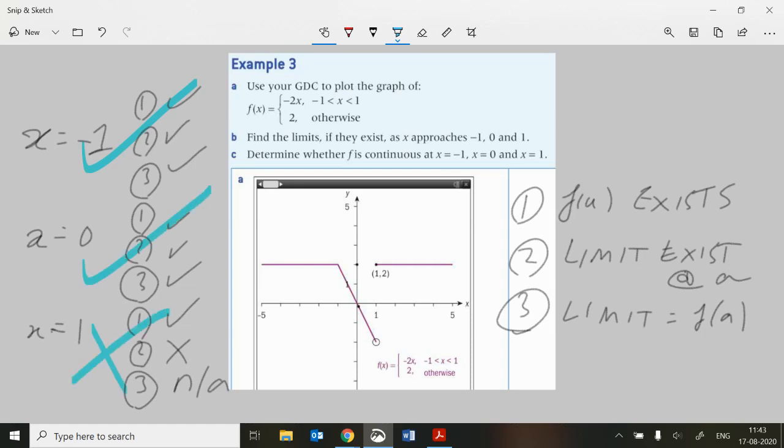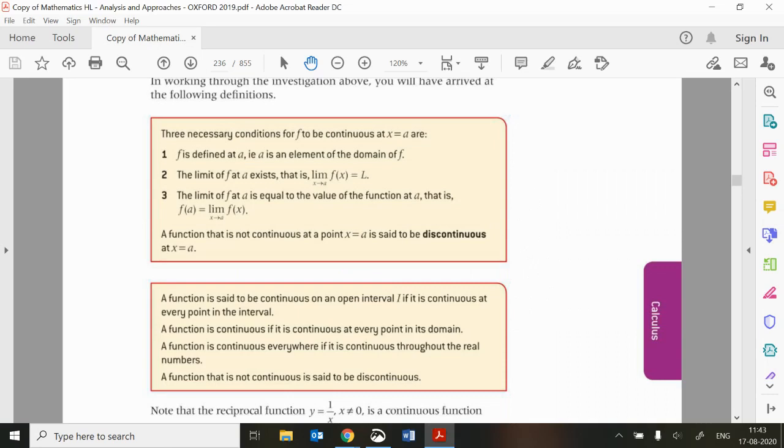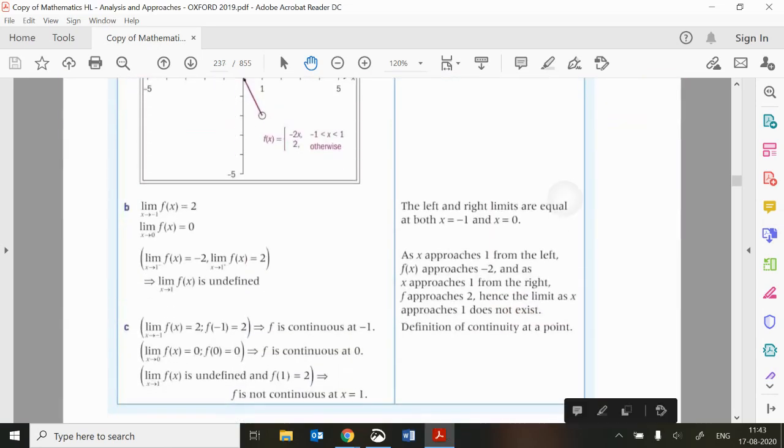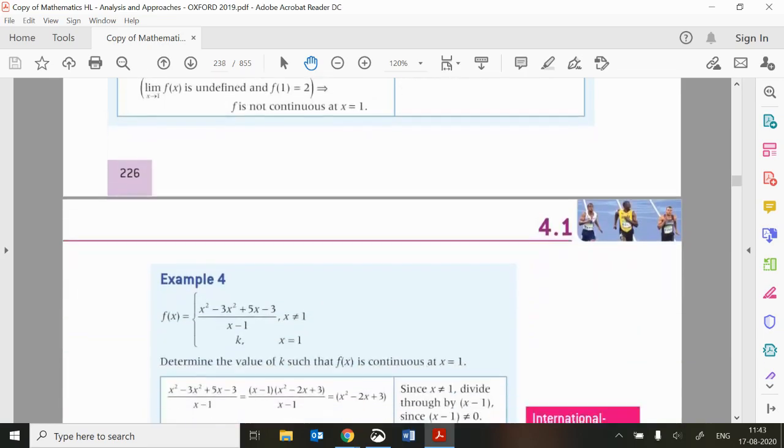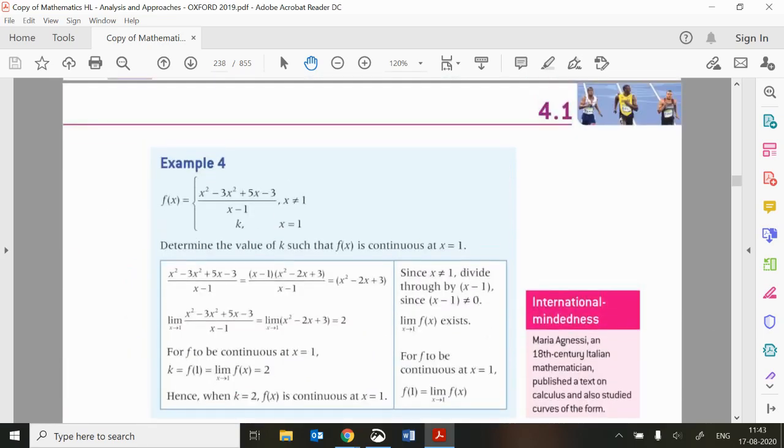Now, obviously, you'll need to write that one out, and you can see how it's been written out as well, and the way in which that's defined. But essentially, it's gone through the same steps as I've gone through there. Okay, right, example 4.